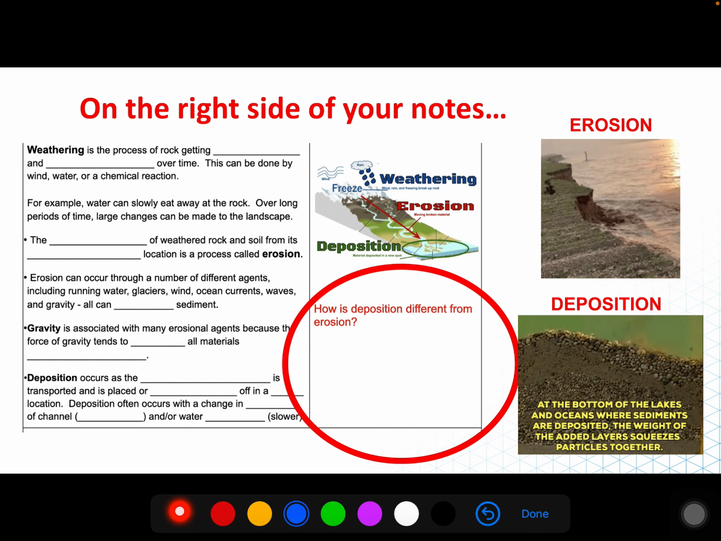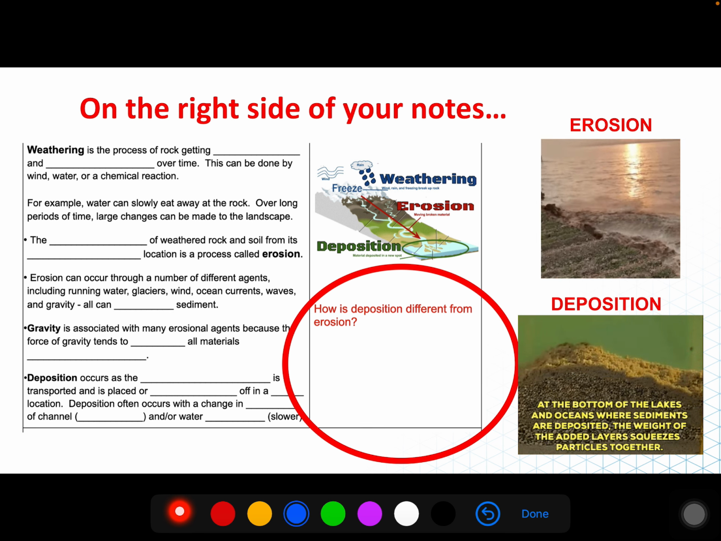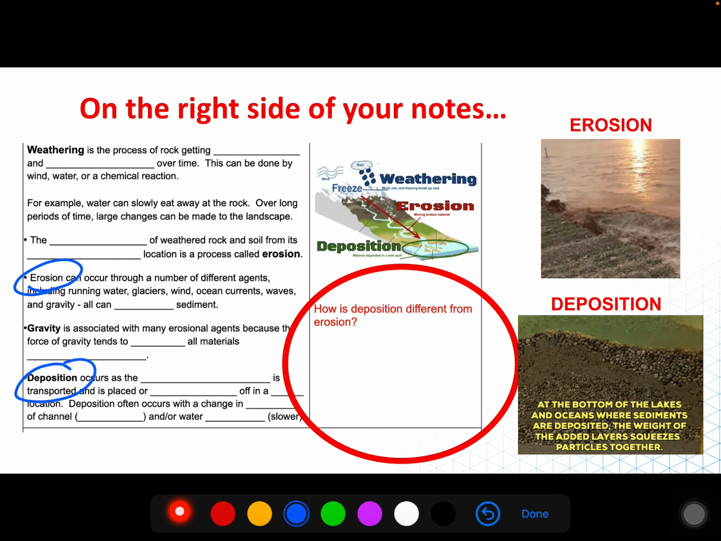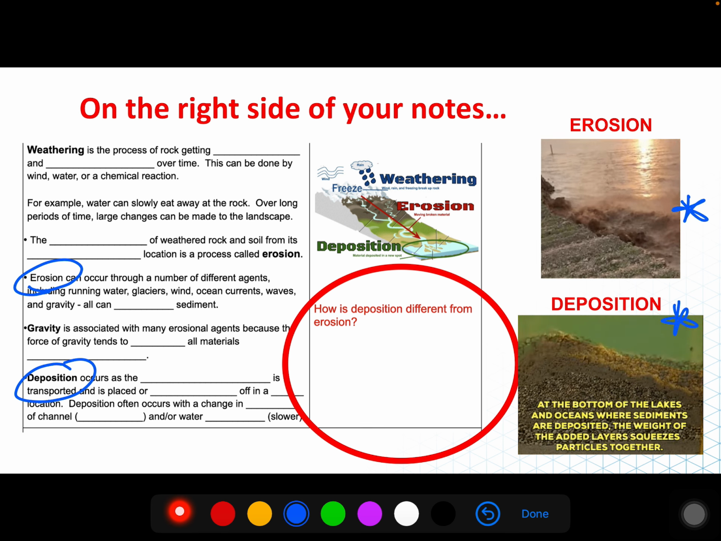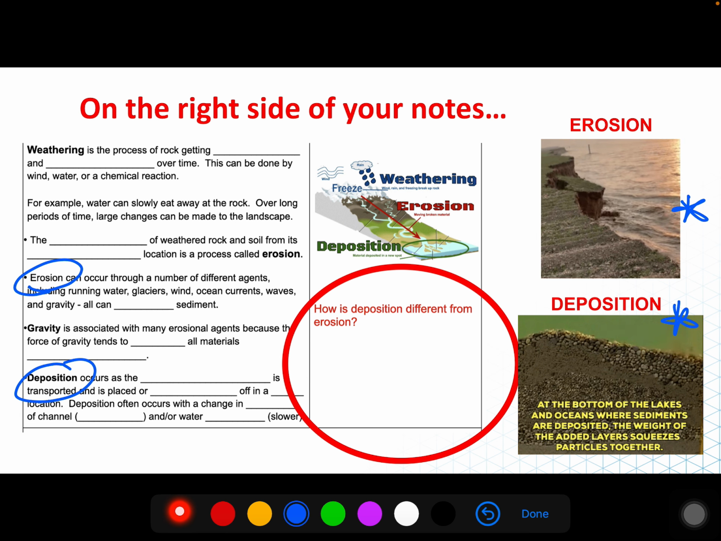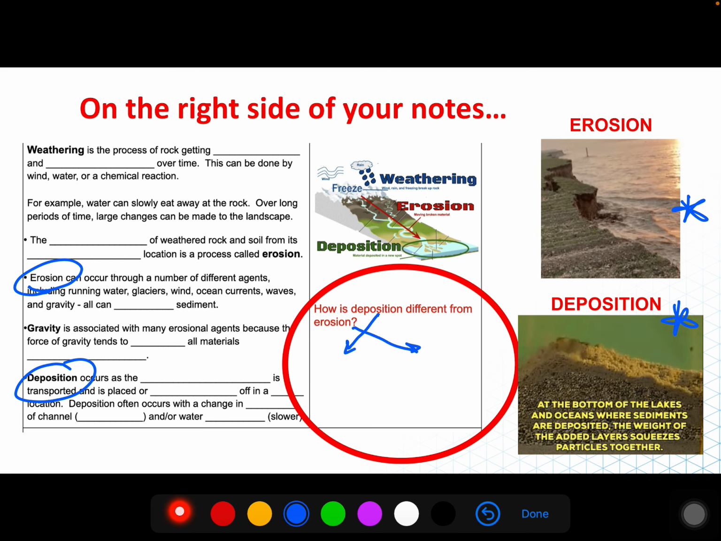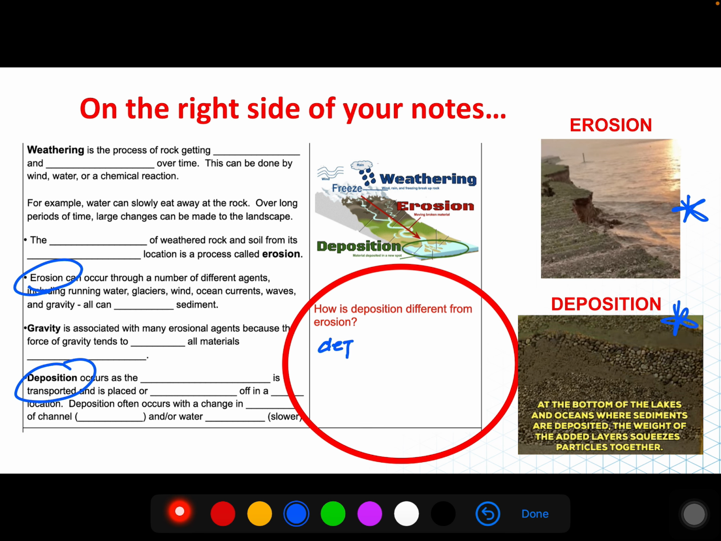So just one right-hand side here to finish up. How is deposition different from erosion? You just got your two definitions over here. Got a little visual again for each one. Go ahead, pause the video and give me a quick explanation. Here's what I know about deposition versus here's what I know about erosion. Can do a little T-chart.